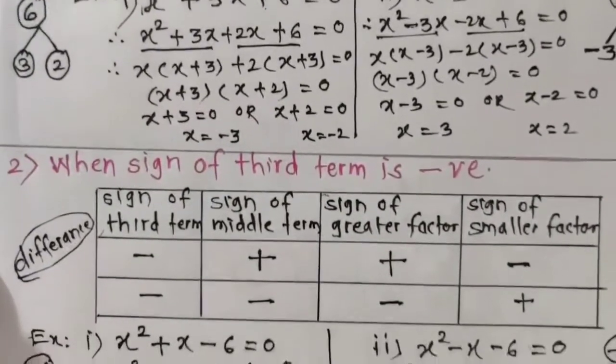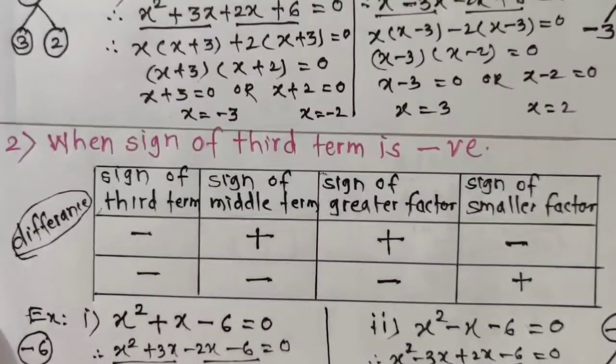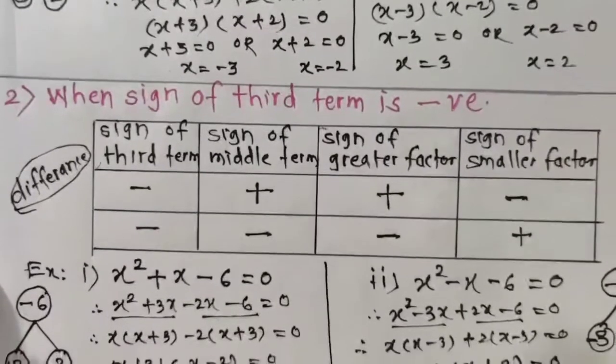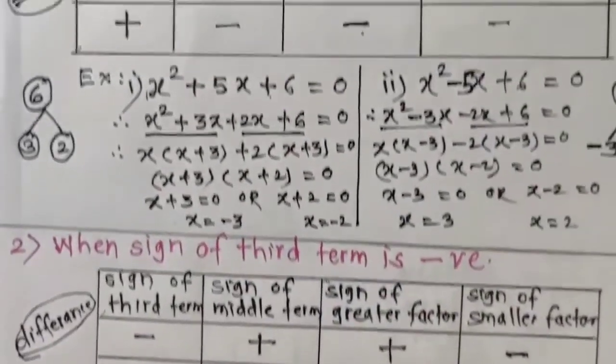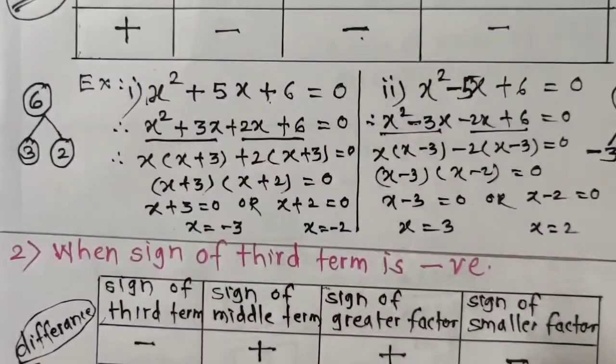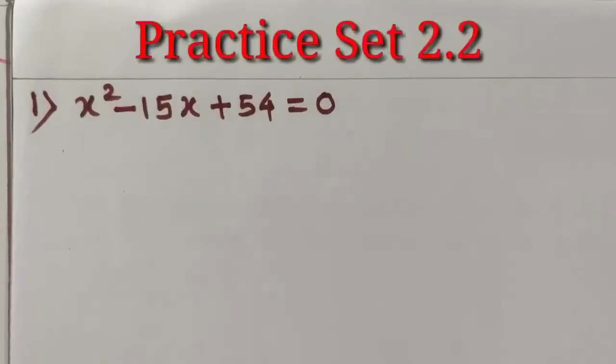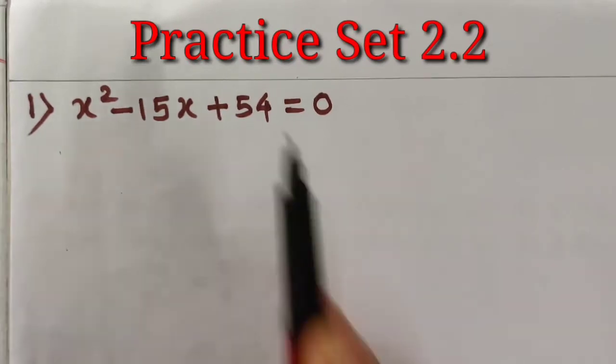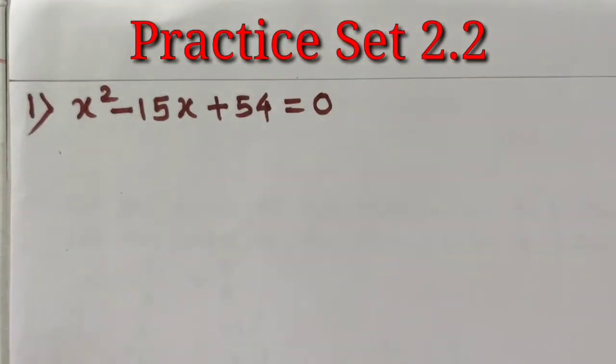Now when the sign is negative, both the factors have different signs. And here the middle term is equal to the difference of these two factors. Is it clear? Now let us see our practice set 2.2. So students, here is the first sum from practice set 2.2.